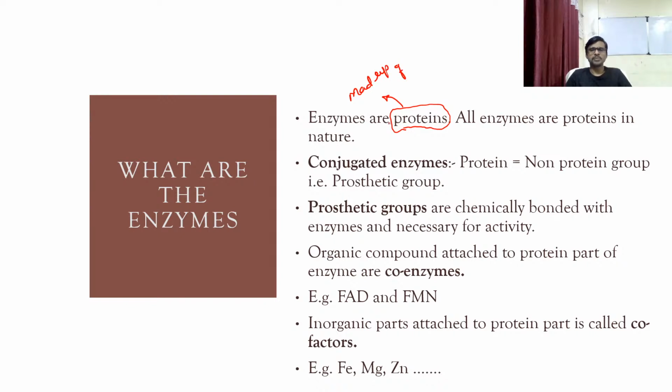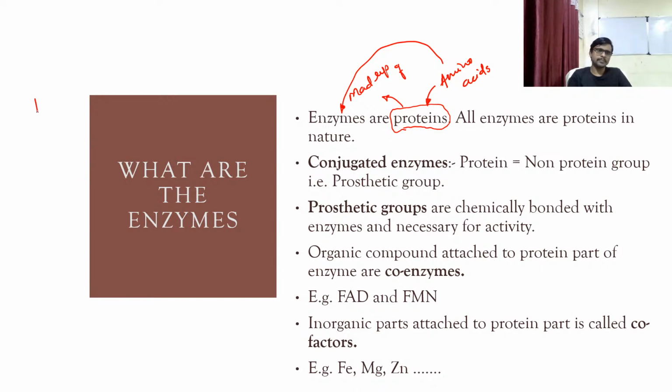Made up of protein. And we know how proteins are made up. Proteins are a chain of amino acids. So you can say enzymes are made up of amino acids. But not all enzymes are only proteins. Sometimes they require a non-proteinaceous part to activate. So all enzymes in nature are protein, but all proteins are not enzymes.